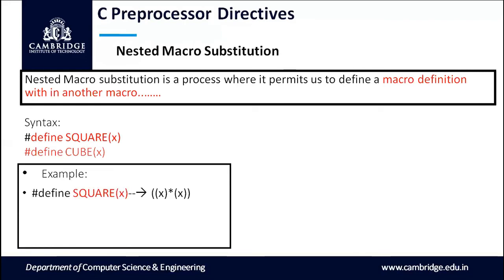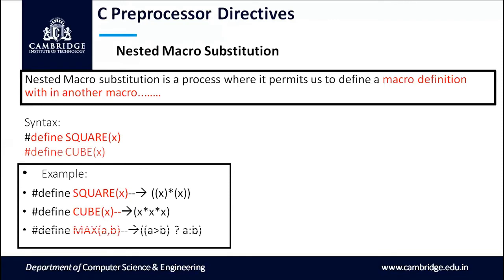So example, define square of x. The meaning of square of x is x into x. If you give cube of x, the meaning here is x into x into x. So again, I'm going to give the max. It will identify whether A is greater or B is greater. We'll see how exactly this nested macro works with respect to a program.